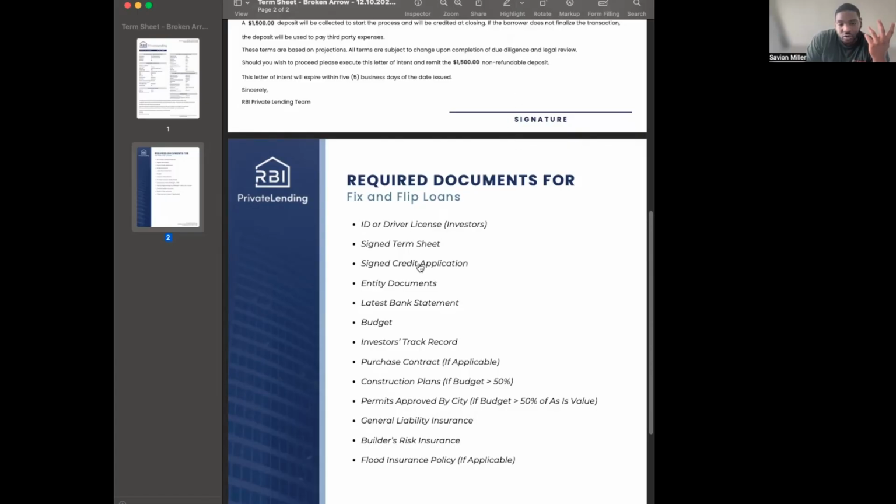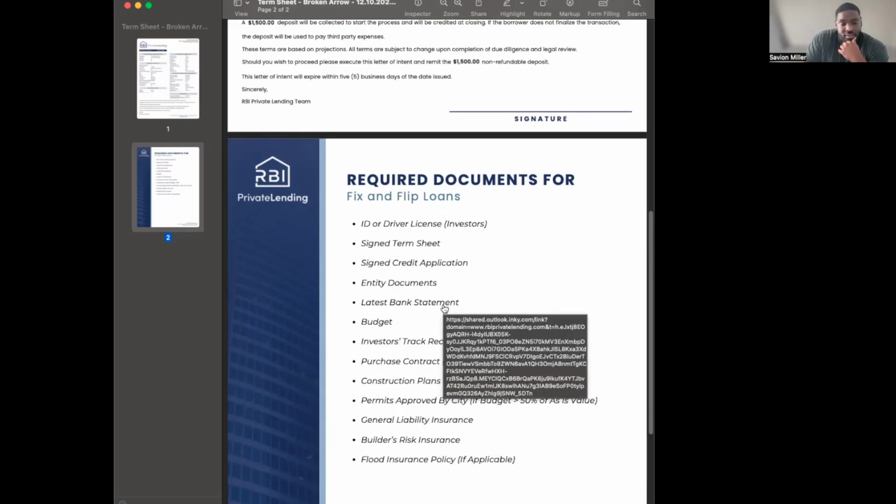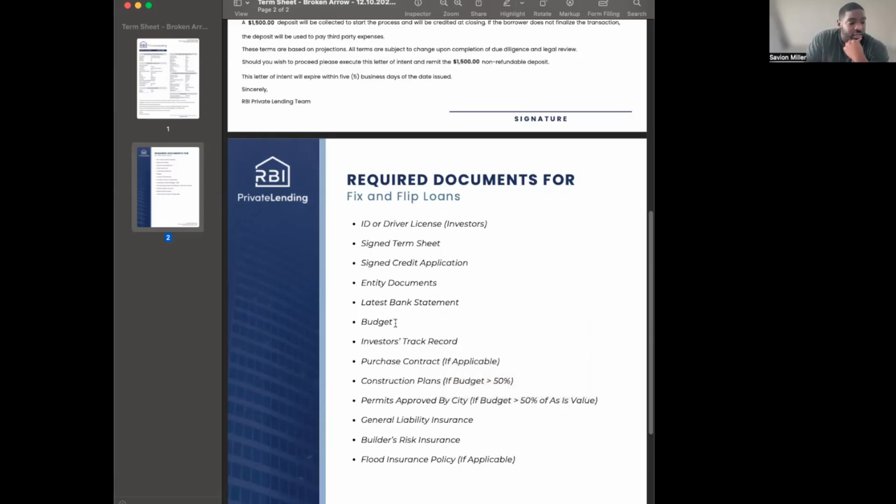That obviously you need to do an application. Your entity docs are going to include your IRS EIN number, your certificate of filing, your certificate of formation. You should be fine. And then if you have a corporation, send those corporation docs. Bank statement, business and personal, I would send whatever.